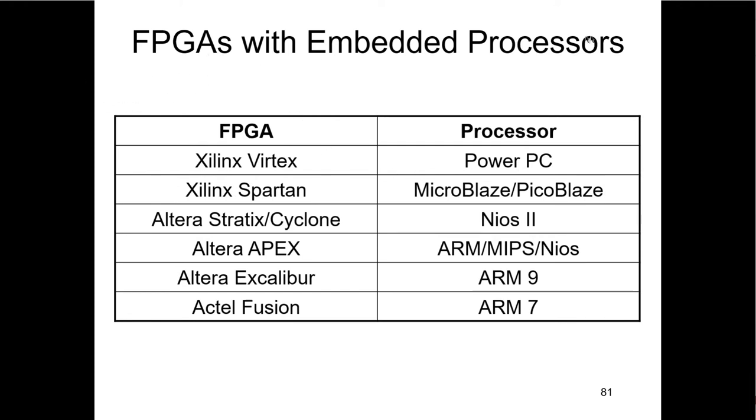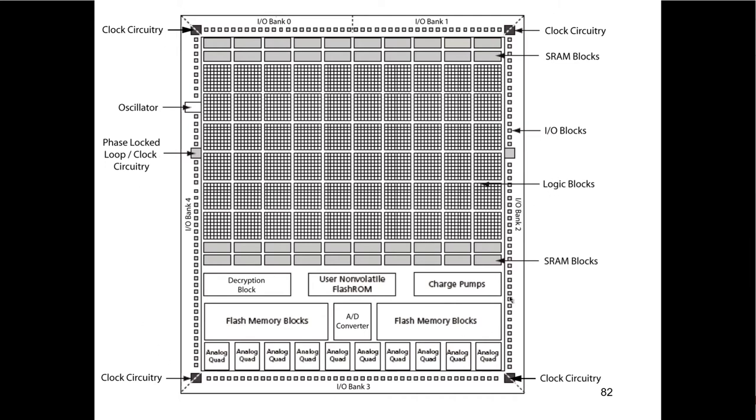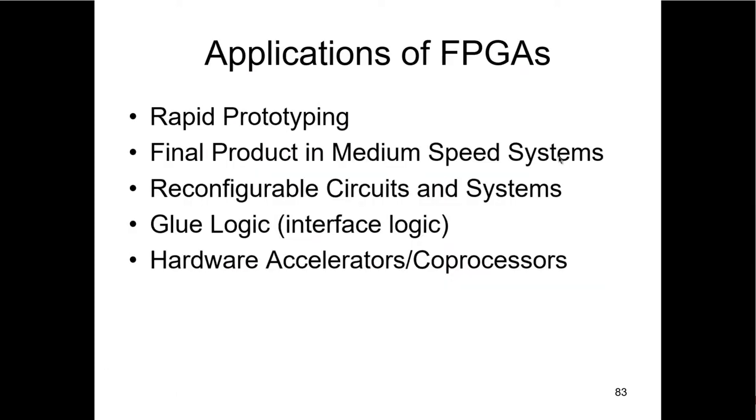And then these are some that have embedded processors, but these days there's all sorts of embedded processors. Xilinx likes their MicroBlaze and PicoBlaze processors, and we're going to use them in the SDK labs at the end of the semester. We're going to instantiate a MicroBlaze soft core and then program it. At least that's the plan. This is how some of them can look. SRAM blocks, logic blocks. Here are the little I/O blocks all around here, and then apparently some of the clock circuitry in the corners, and then maybe flash memory blocks, A to D converter, charge pumps, all sorts of stuff. They're all set up differently, obviously.